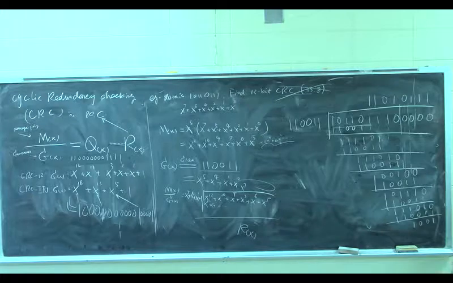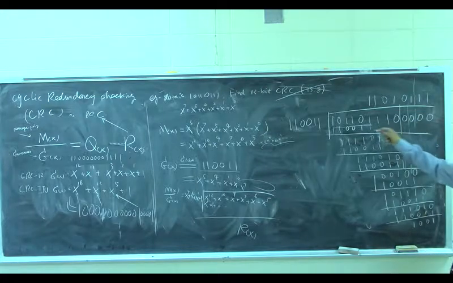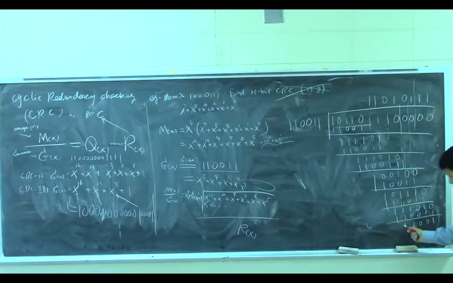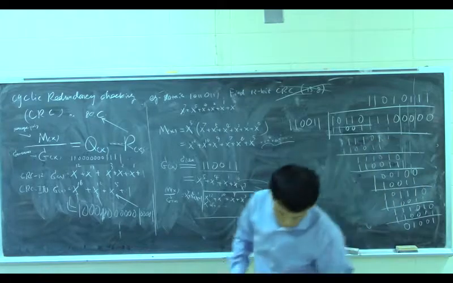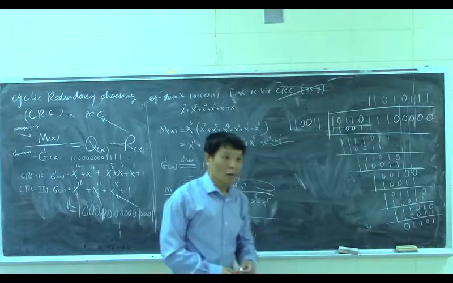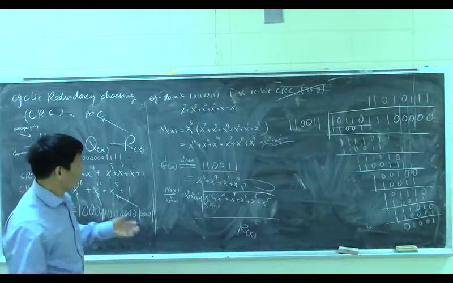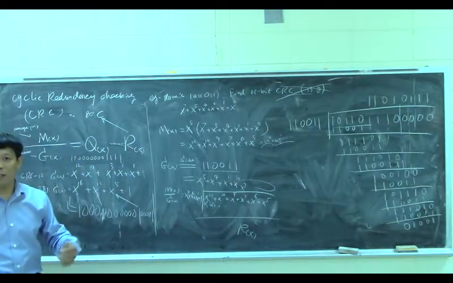How many digits do we need for the remainder? Less than 6, but we need to have 5, because the length of the BCC is 5, right? So we need to put a 0 at the front. So this 0 needs to be here. Any questions on that?